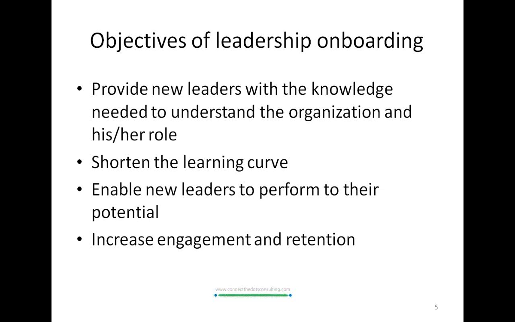This slide represents the most common objectives of leadership onboarding programs. First, to provide new leaders with the knowledge needed to understand the organization and his or her role, to shorten the learning curve, to enable new leaders to perform to their potential, and to increase engagement and retention. It is critical for each organization to clearly define the objectives specific to itself, and objectives set the direction and allow you to measure success.